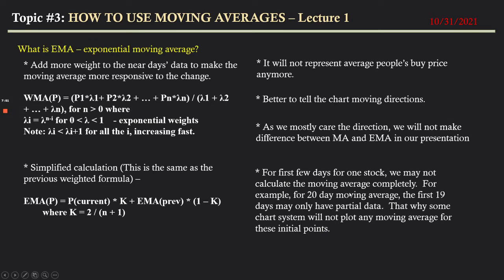One thing we have to point out is that when you calculate the moving average, you need a number of days. For example, for a 20 days moving average, you need 20 days. So for a stock, in the first 19 days, you don't really have a 20 days moving average. So in that chart, this point is actually missing when you draw the chart.